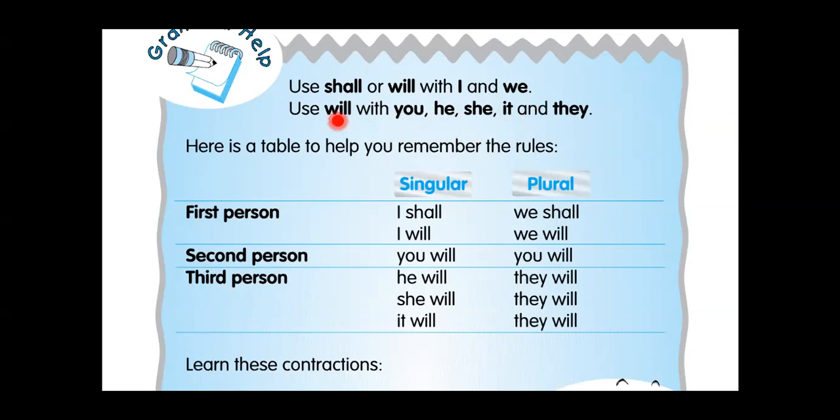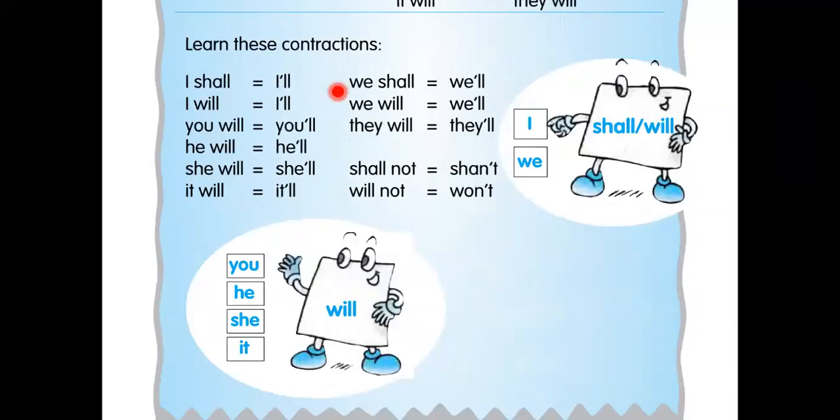Now is your doubt clear? It is very simple, right? We just have to remember that with I and we we can use shall or will, and with you, he, she, it, and they, we are going to use will only. Not shall.